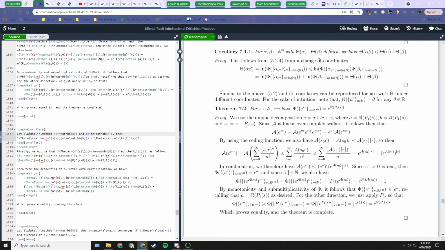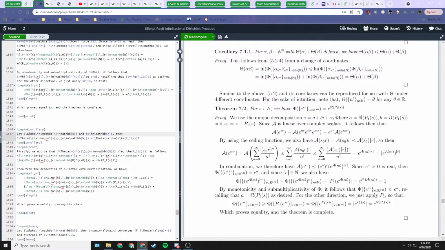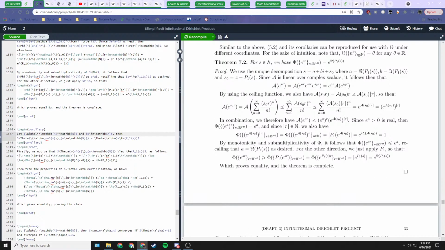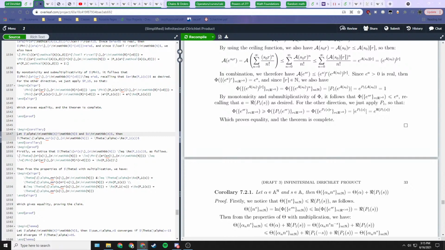I did some minor edits just before stream, and I made a note right here that, for the sake of intuition, the theta value of this sequence n power theta, which is like a polynomial term, is equal to theta for any real theta. By this corollary, this does apply for any real theta, but you can extend this to the more general case for any exponent that's in our space A.